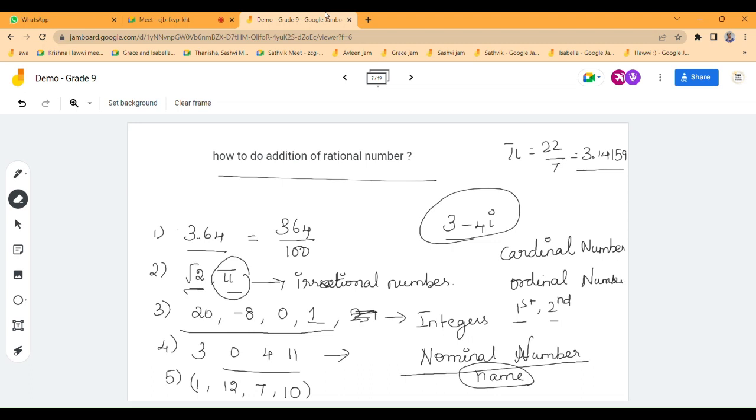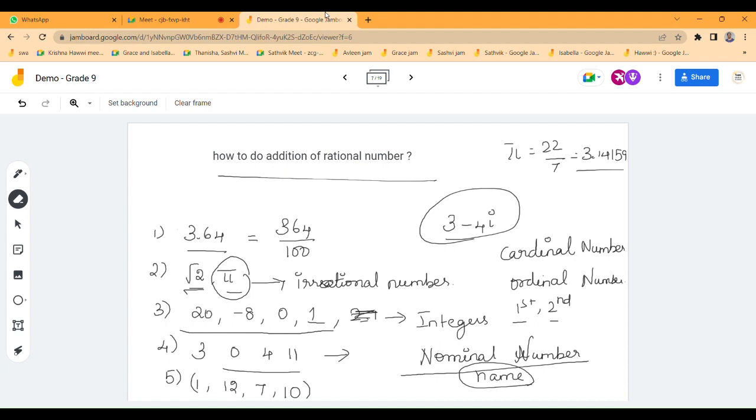Actually, this nominal number has no actual value, no position also. It has no value. It is not describing any position. For naming, you will represent the roll number, register number, and all there. That is under nominal number, for registration purpose.